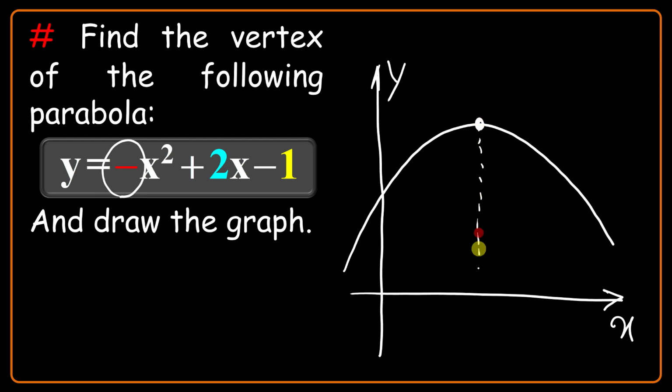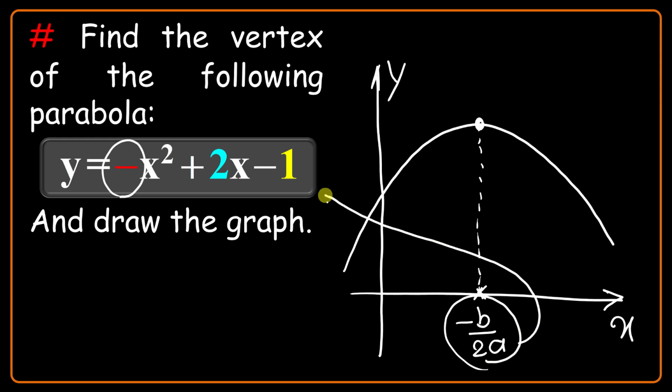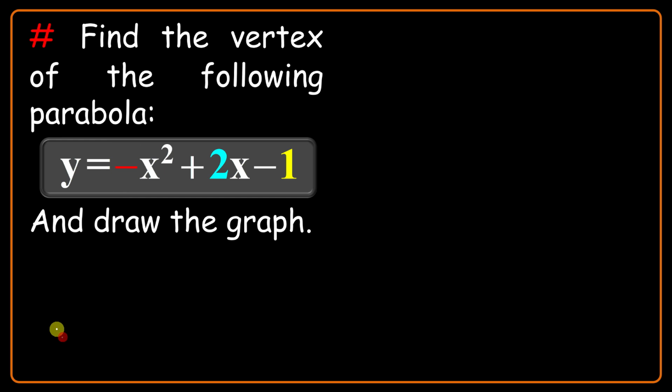Here I know that the x component of this vertex will be -b over 2a, and if I put this value into this equation, I will get the y value. This is the general approach. Okay, let's do that. Here first I go for x.